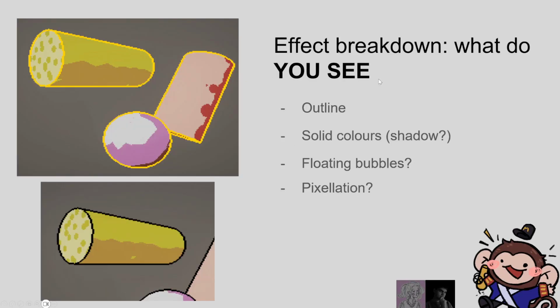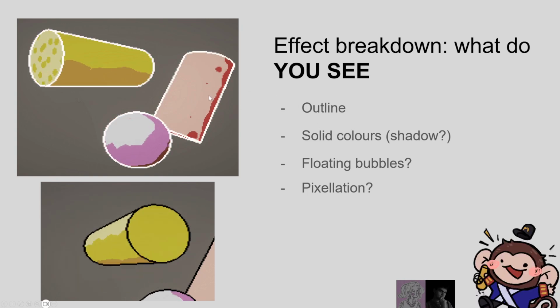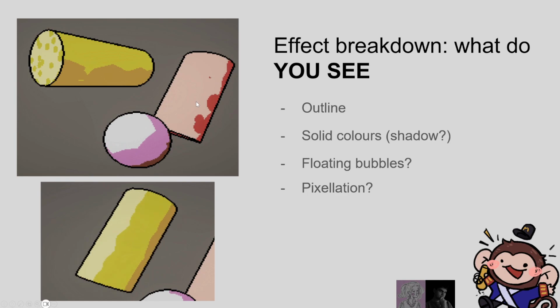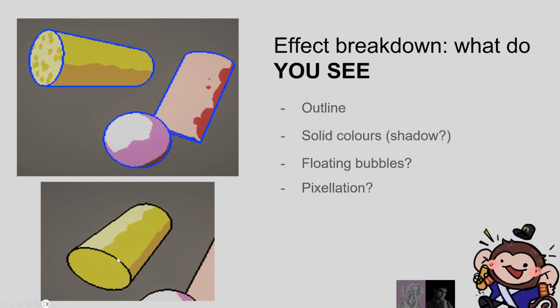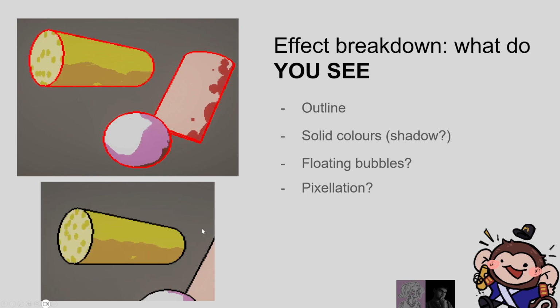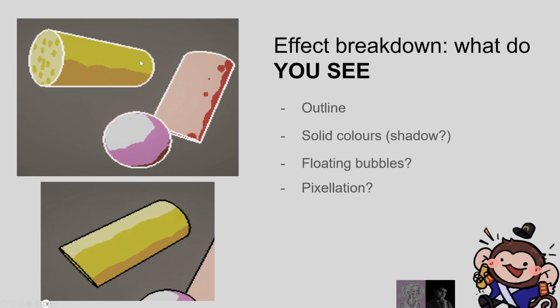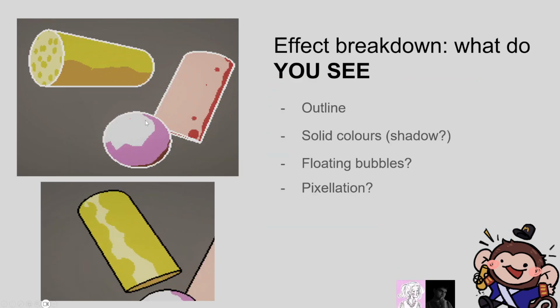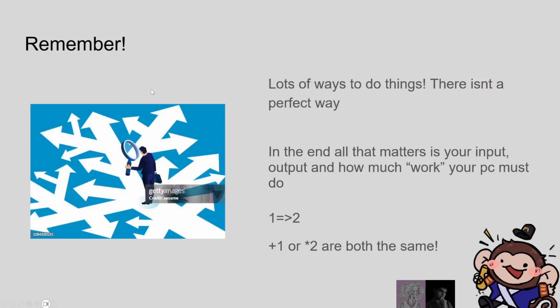Anyhow, step two, we are breaking it down. We have all of these effects, so we're going to write down our own goals, so to speak. So we write down basic toon shadows, because you see in the bottom here, it's a kind of shadowy effect because it changes depending on the rotation, right? Outline, floating bubbles, pixelation effect, and so on.